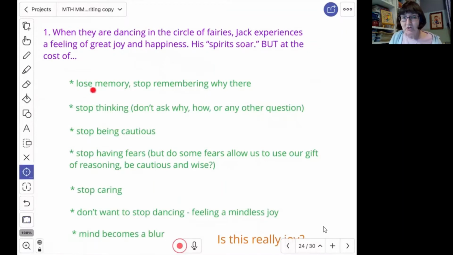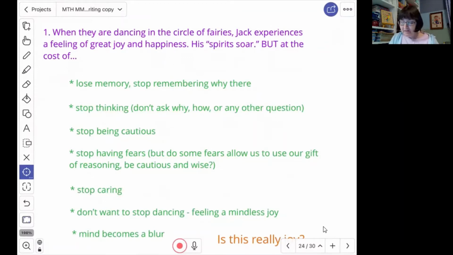You would lose your memory, stop remembering why you're there, stop thinking. Don't ask why or how or any other question. Stop being cautious. Stop having fears, which might sound good, but do some fears allow us to use our gift of reasoning, of being cautious and wise?